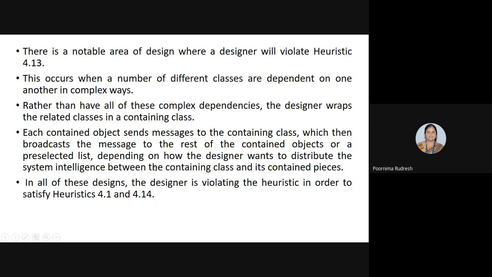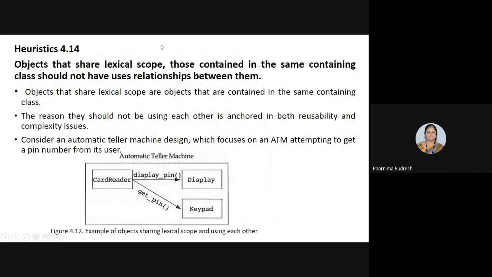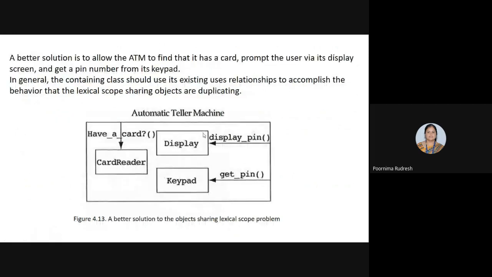So hence here heuristic 4.13 is violated, but the designer satisfies heuristics 4.1 and 4.14. What does 4.14 say? It says that objects that share lexical scope, those contained in the same containing class, should not have users relationships between them. So the contained classes should not use the relationship between them, but they can share the information within the lexical scope.